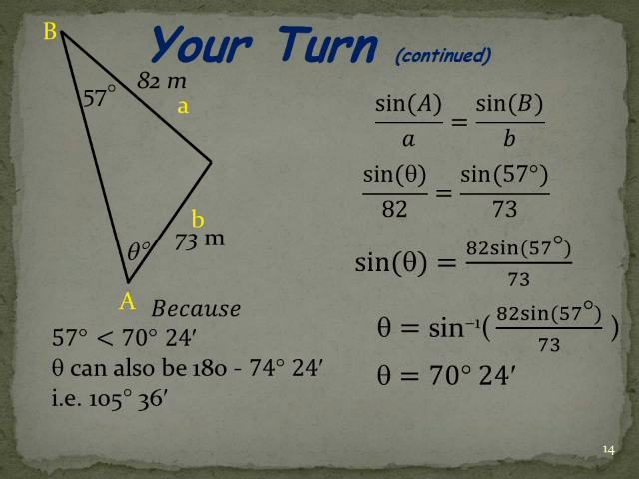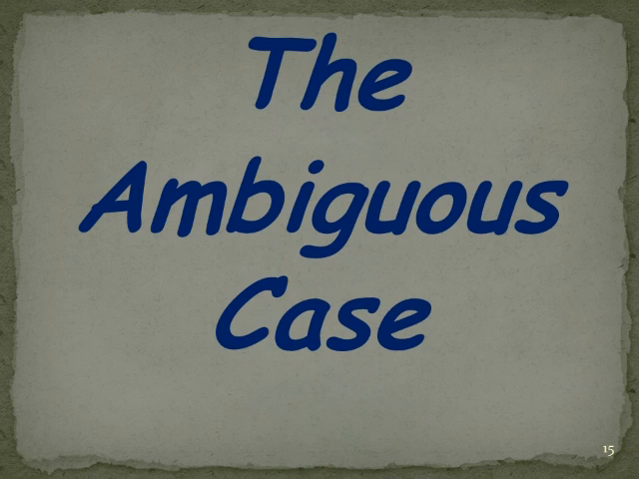Because 57 degrees, the one you used in your calculation, is less than your 70 degrees 24 minutes, theta can also be 180 minus the 74 degrees 24 minutes. So in other words, it can be 105 degrees and 36 minutes. That's the ambiguous case concluded.